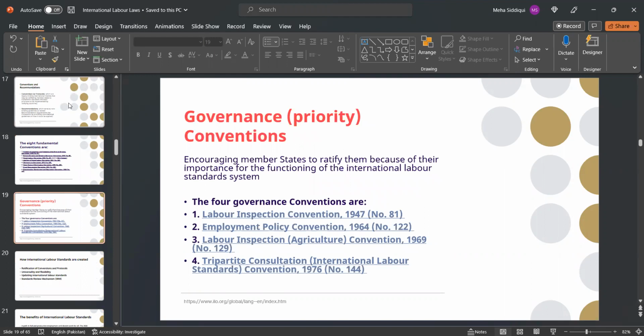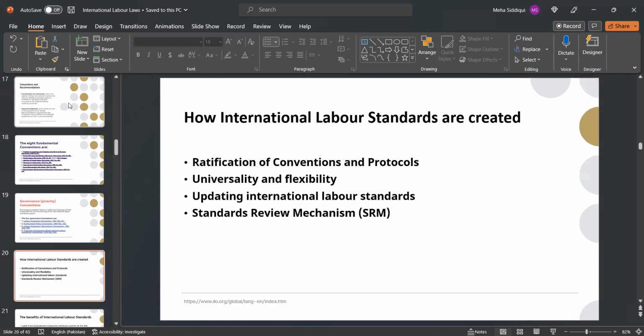Governance or priority conventions. Member states are encouraged to ratify them because of their importance to the functioning of the international labor standards system. The four governance conventions are the Labor Inspection Convention, the Employment Policy Convention, the Labor Inspection Convention, and the Tripartite Consultation Convention. Now, how are international labor standards created?